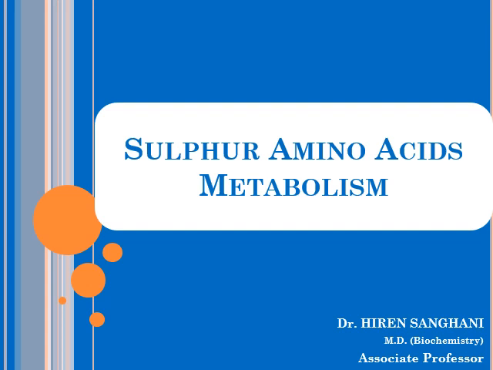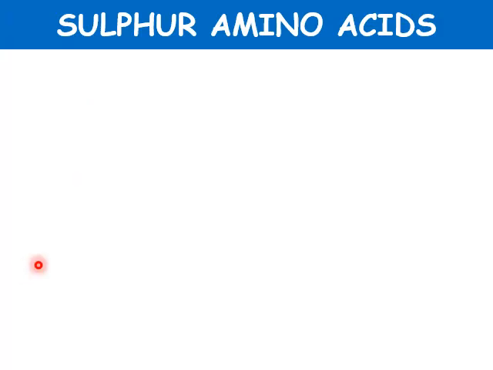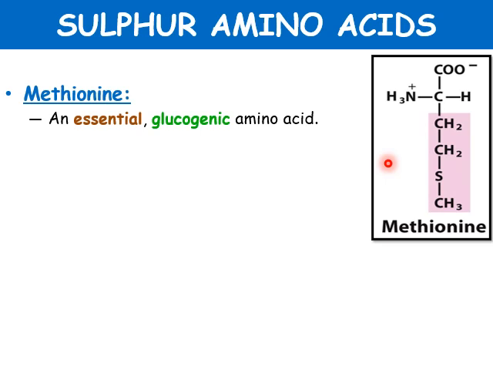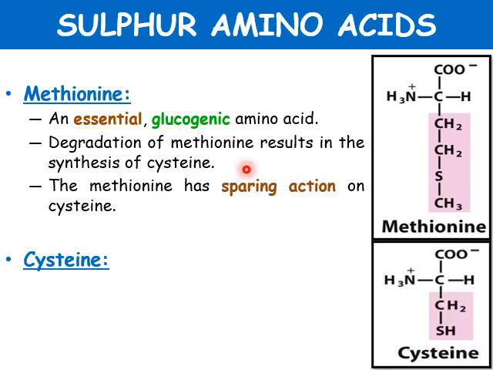Today we are going to learn about sulfur amino acid metabolism. The first amino acid in the sulfur amino acid group is methionine. You can see the sulfur in the structure of the amino acid. It is between two methyl groups, present in a thioether linkage. It is an essential amino acid and metabolically glucogenic.